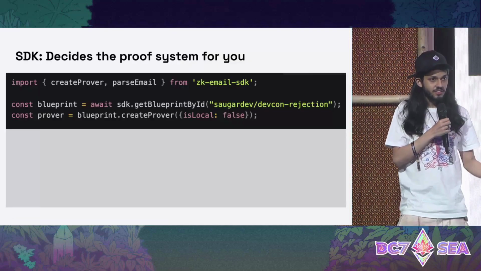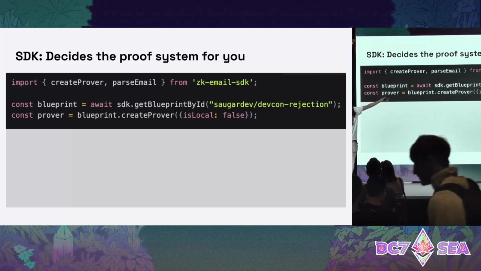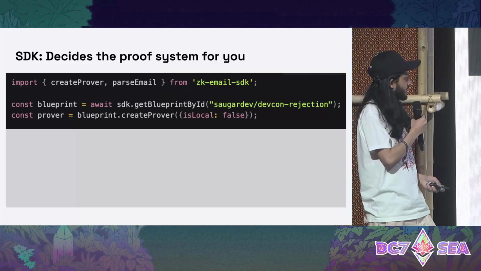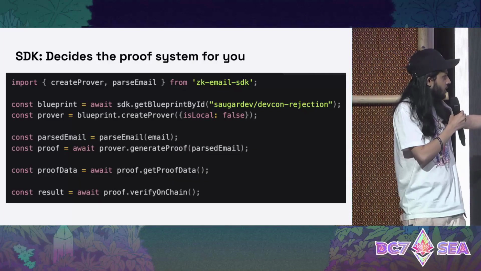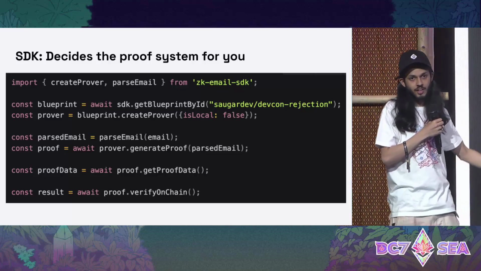Now, if you want to integrate this into an actual application, again, you don't need to read the code, but just the idea that this can be just 3 or 4 lines. Someone can just define, this is the kind of blueprint that I want to prove within my app. In this case, the Devcon rejection proof. They can say if they want it to be local or not, and then they can, again, you don't have to read the code, but they can just generate the proof and verify it on-chain if they want, without having to think about the proof system.